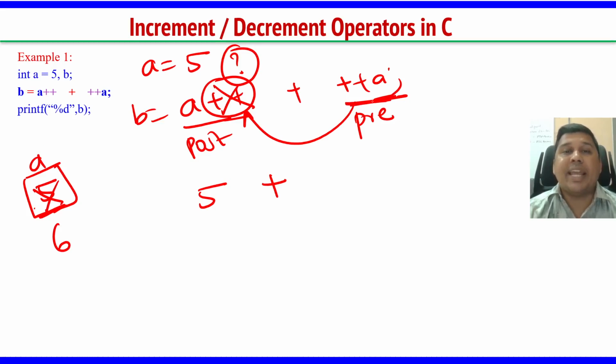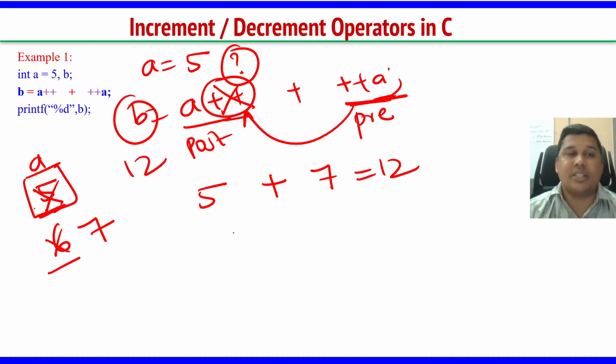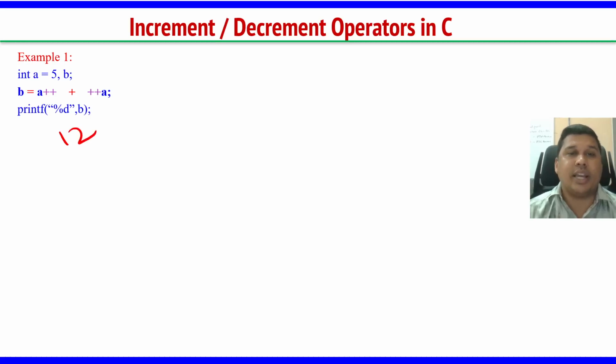So we have a pre-increment statement, plus plus a. What is the value of a? 6. Pre-increment means go to a, increment it and then come back, then use it. Because of this, it becomes 7 and I will be using 7 here. This becomes 12. So the value of b is 12 in this case. Okay, I hope you understood. The answer is 12 here.